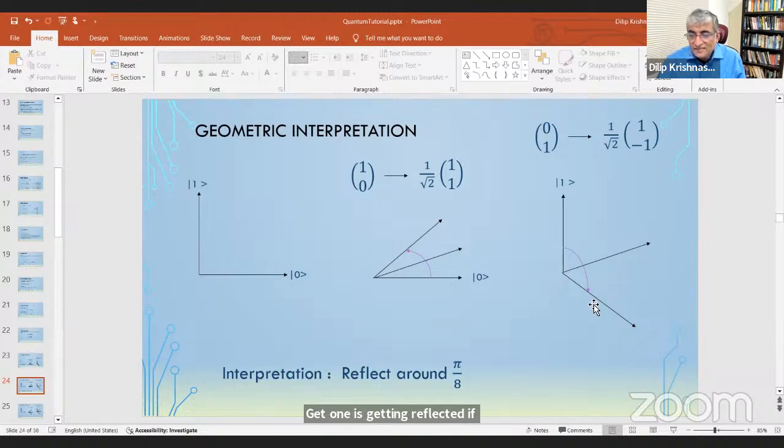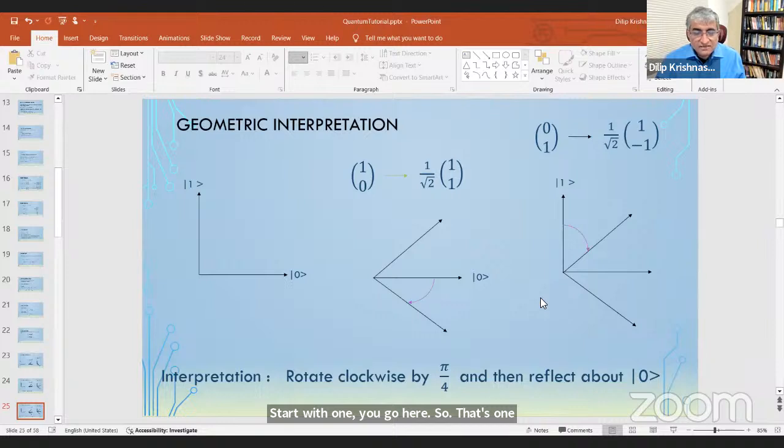If you reflect that, it goes down to the 135 degrees. So essentially this unitary transform can be viewed as a reflection around the direction pi by 8, regardless of what you start with. If you start with 0, you go here. If you start with 1, you go here. So that's one interpretation.